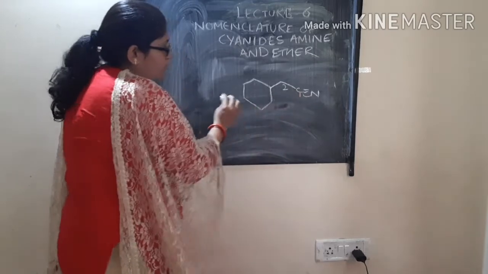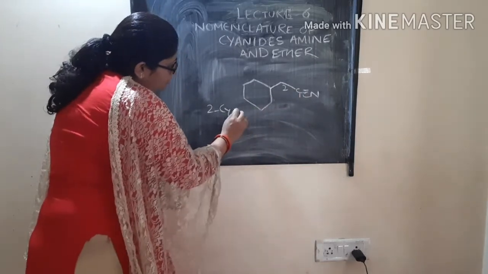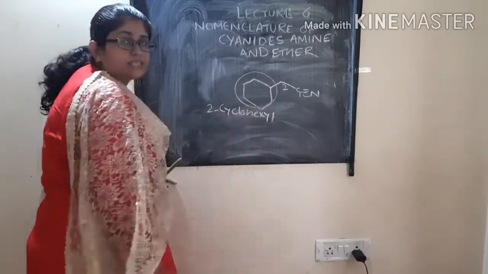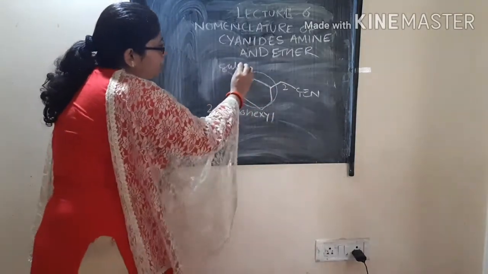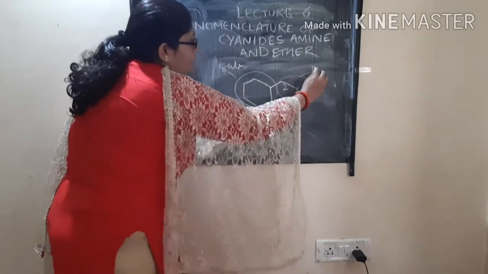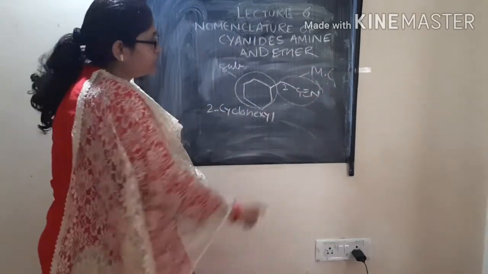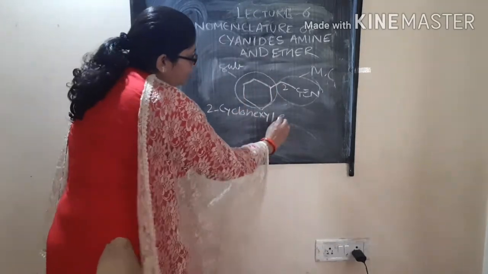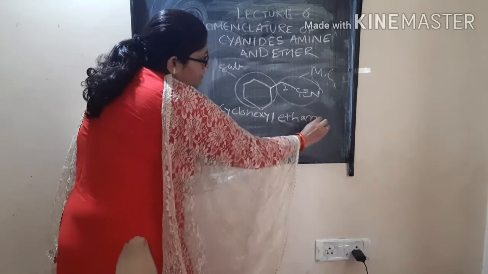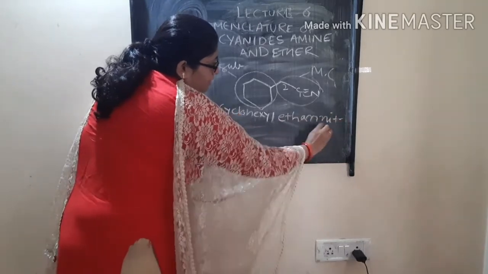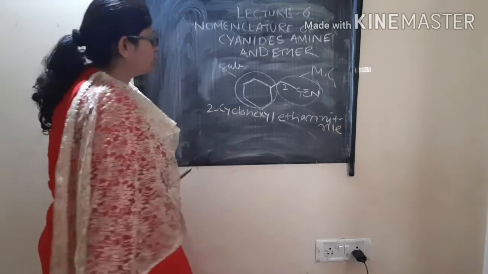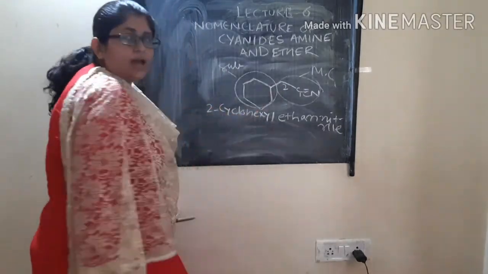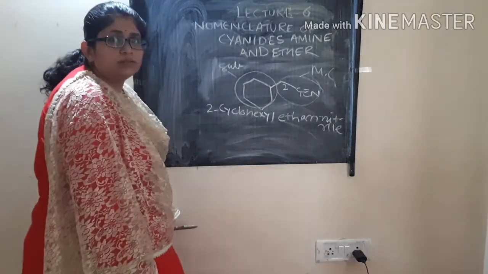1, 2. So it will be 2-cyclohexyl. This ring becomes the substituent. This will be the main chain. So at the second position you have the substituent. So 2-cyclohexyl ethane nitrile. Ethane nitrile. So the name will be 2-cyclohexyl ethane nitrile. I hope this is clear to you, students.